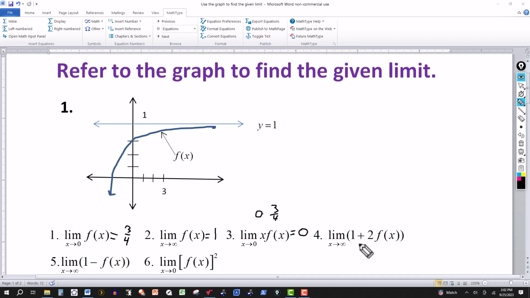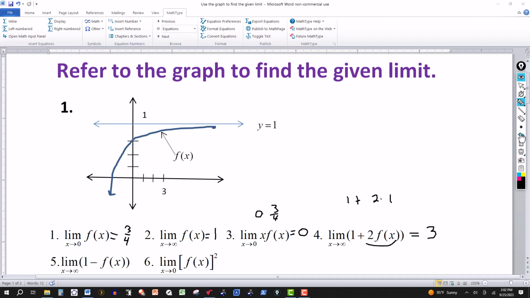Now for the next one, we've got the limit as x goes to infinity of 1 plus 2 f of x. So I can take the limit of these separately and say, well, the limit as x goes to infinity of 1, that's fixed, so that's going to be 1. Then we're just looking at this right here. As x goes to infinity, the value of the function goes to, because of the horizontal asymptote, 1. So this is going to go then to 2 times 1. And of course the 1 is constant. 2 times 1 is 2, and 1 is 3.